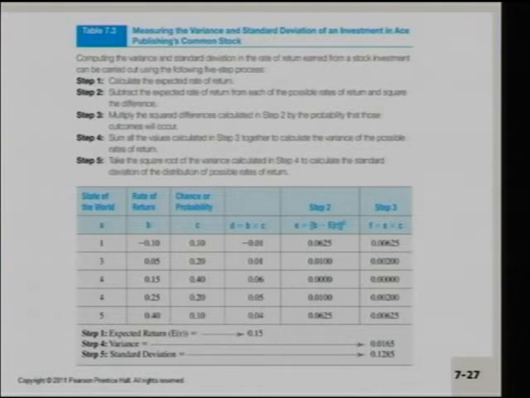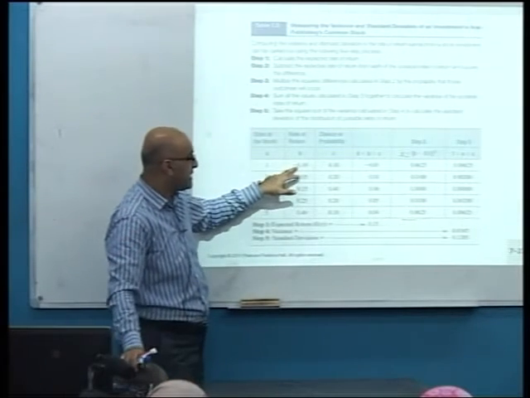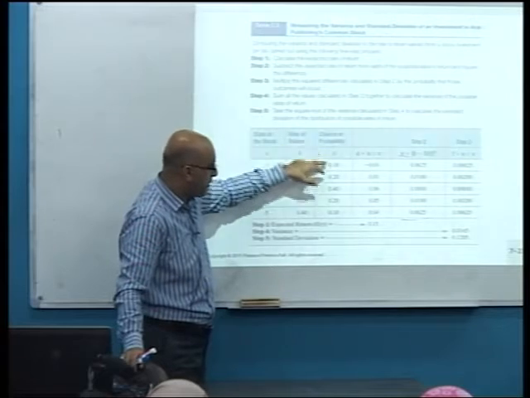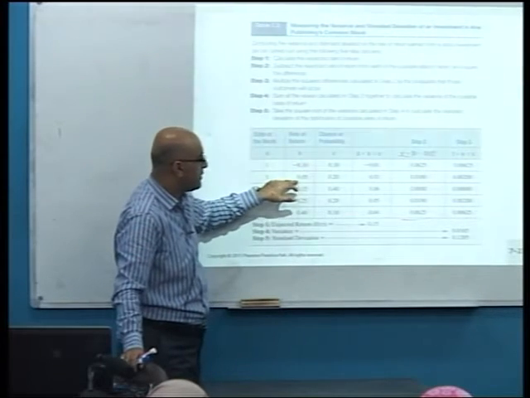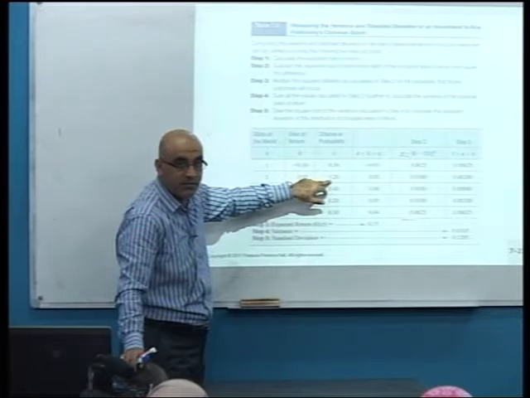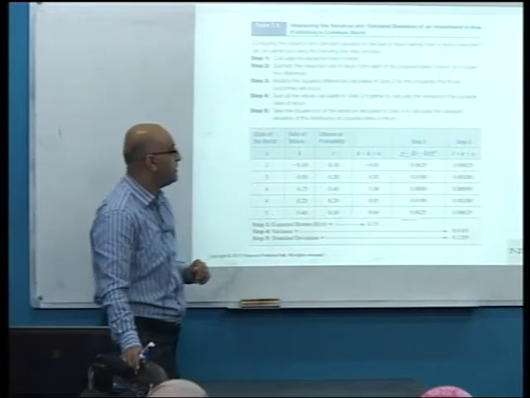If you sum this, you will have 100%. 10, 20, 30, 40, 70, 20, 90, 10, 100. So the sum of the probability is 100%, or 1. And this is the rate of return. What does it mean? It means I will get minus 10% with the probability 10%. I will get 5% with the probability 20%, and so on.